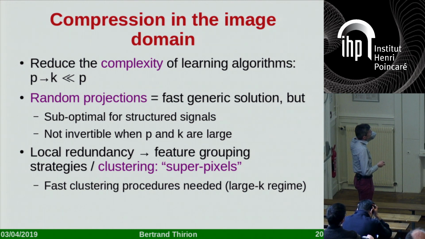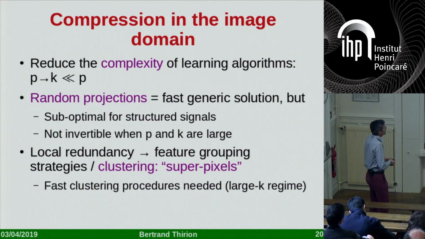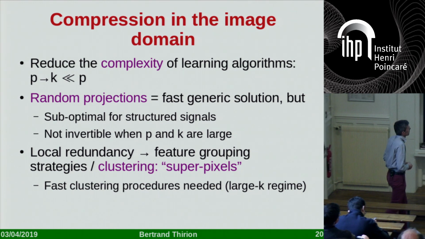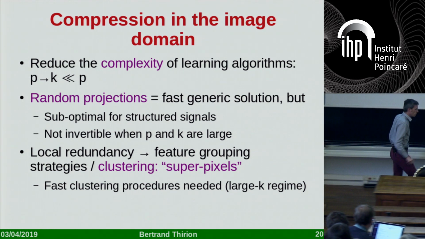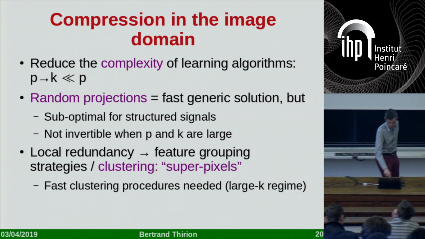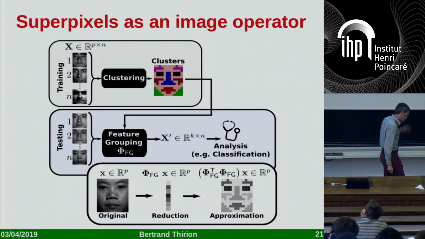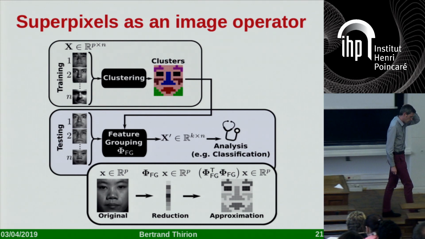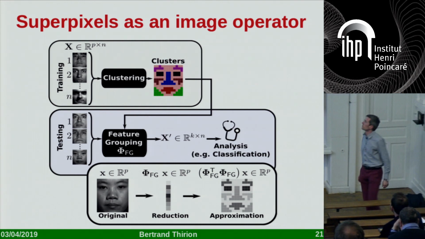So actually, you can do much better by using the image structure, for instance, by leveraging the local redundancy in the images. So we'll rather group the features, group the brain locations, the voxels, with a clustering algorithm. What is called superpixels in computer vision. And to do that, we need, of course, fast clustering methods that work fast when you want to obtain lots of clusters from your data.